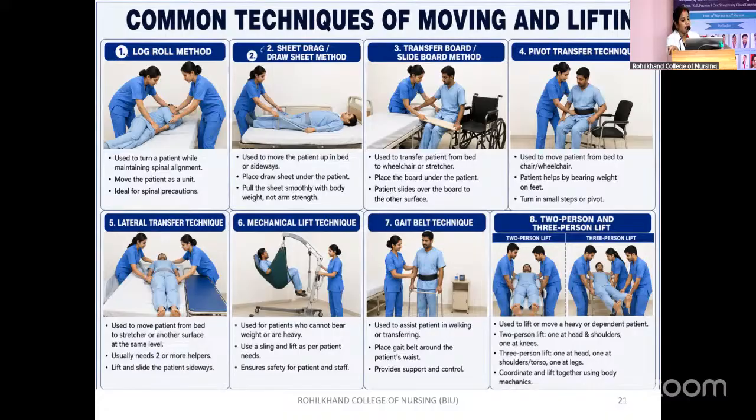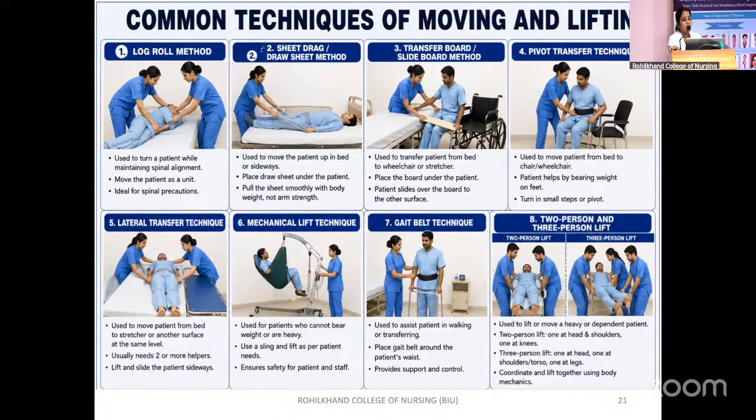Lateral transfer technique, used to move the patient from bed to a stretcher or another surface. Usually needs two or more helpers to lift and slide the patient sideways. Mechanical lift, used for patients who cannot bear weight and for heavy weight. Use a slide and lift as the patient needs.